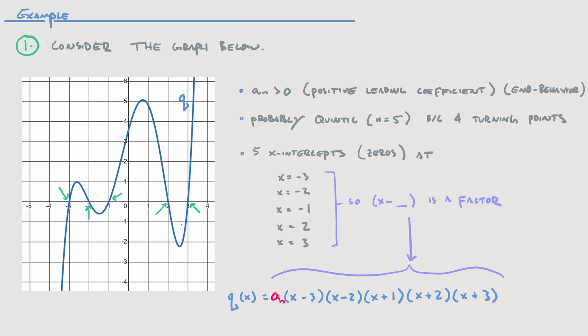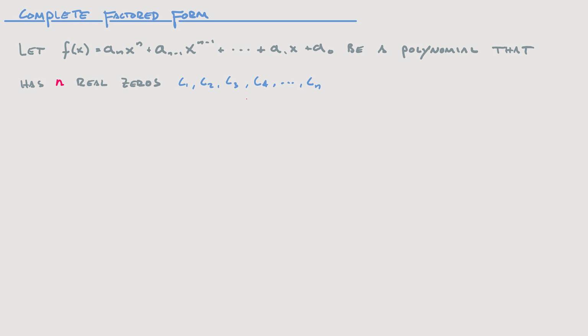I guess the only thing that we don't know is what the leading coefficient is. The only thing we know in this case is that it is positive. Sometimes there are ways that we can find exactly what that leading coefficient is, but here there's not enough information for us to tell. We do know that it's some positive value. Now, this specific form actually has a name. It's called the complete factored form of a polynomial.